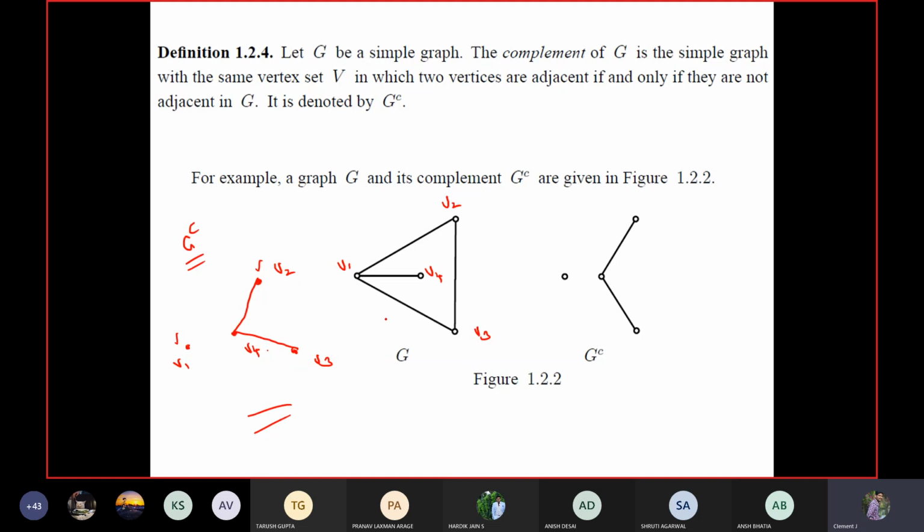G complement means you need to check in the original graph: if there is no edge between the vertices, here you should create an edge. Here the adjacency property is applied. If one vertex is adjacent to the other vertex in the original graph, then in your G complement you should leave that edge out. If there is no adjacent edge in the original graph G, then in your complement you should create an edge. That's it.